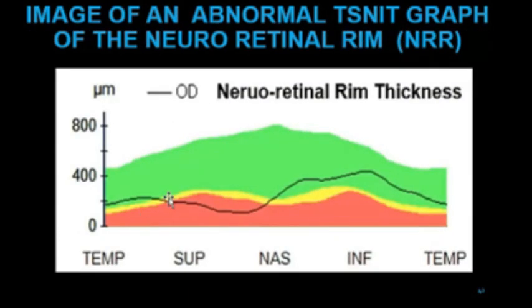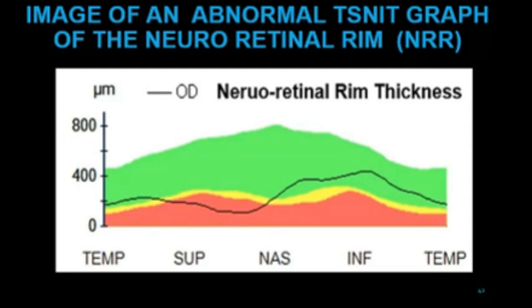Now this is an image of an abnormal discrete graph of the neuroretinal rim. If you look at this, you find out that at this point, it started well. But when we got to the superior part, it entered into the red part. Are you noticing it? Now, when we get to the nasal part, the space between the nasal and the inferior, it is okay. Also, the temporal is okay. But you see this part, something is wrong here. So, there's a loss in the neuroretinal rim. Are we together?